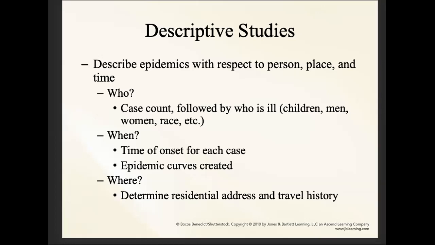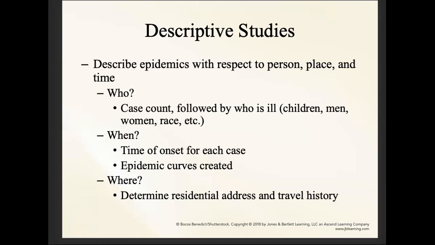You've seen those, and you heard maybe the term throughout the COVID pandemic, flatten the curve, right? We wanted to distribute the number of cases that occurred over time so that our healthcare systems didn't become overwhelmed. And then finally, where? Determine residential address and travel history so that in the case of communicable diseases, they can be stopped or slowed.